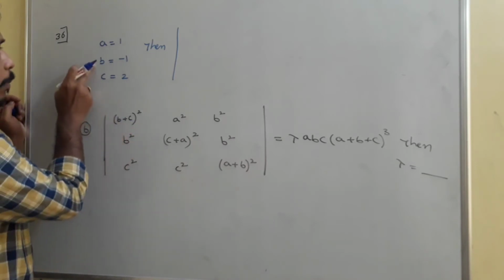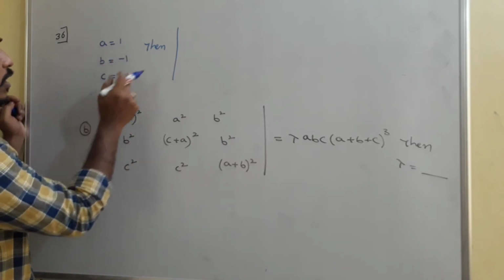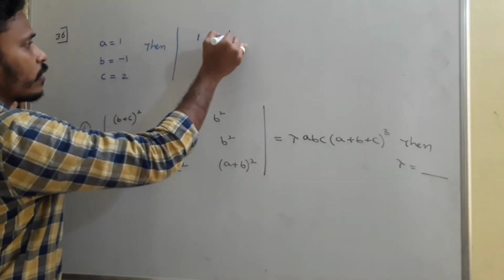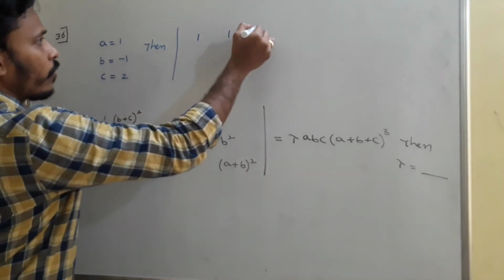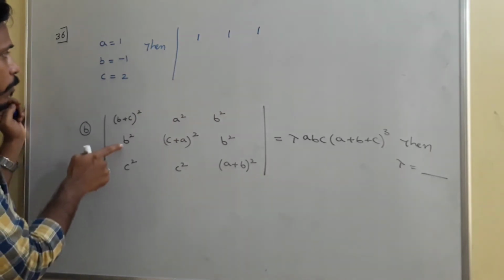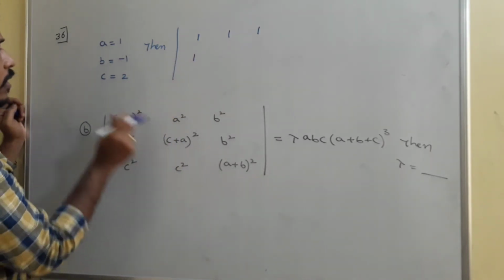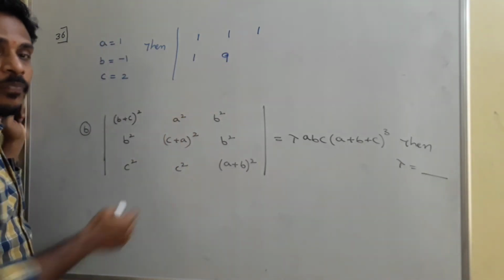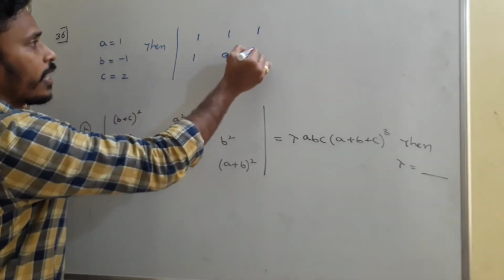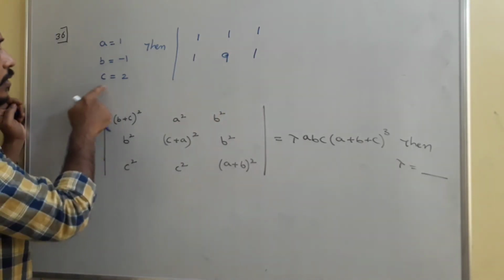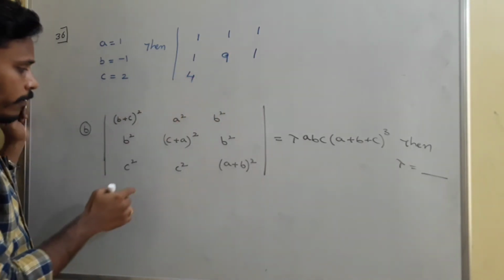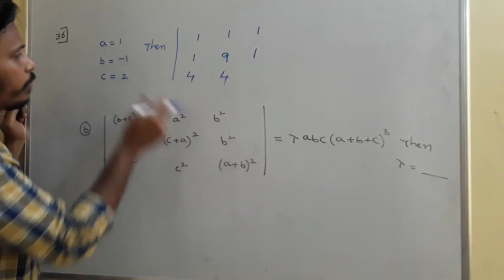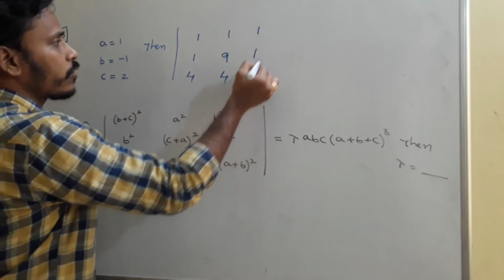So b plus c, b is minus 1, c is 2, b plus c is 1, so here it is 1 square and 1. a square, a is 1, its square is 1. b square, b is minus 1, its square is 1, and the next b square again is 1. c plus a, c is 2, a is 1, c plus a is 3 and its square is 9. b square is 1. c square, c is 2, its square is 4, and again c square is 4. a plus b, 1 plus minus 1 is 0, its square is 0.